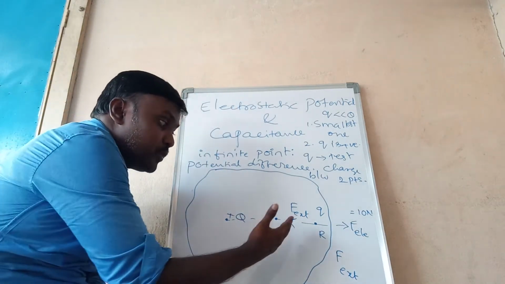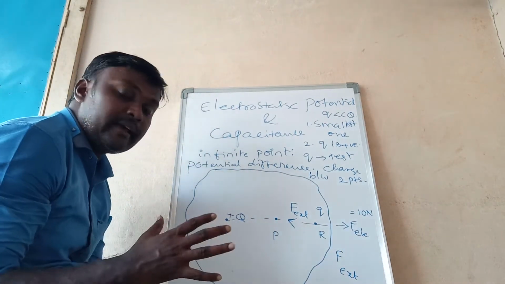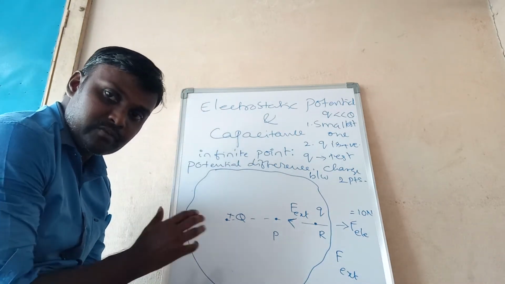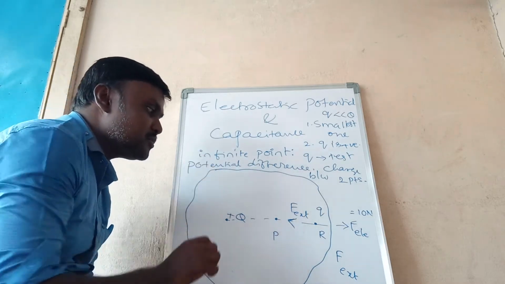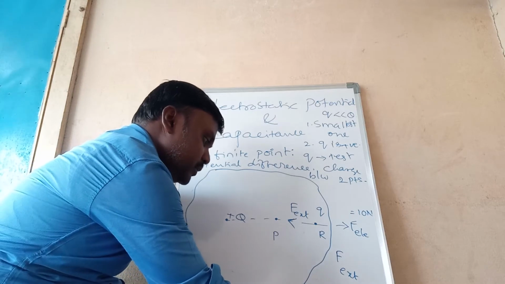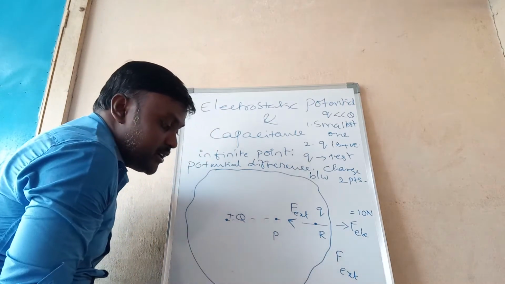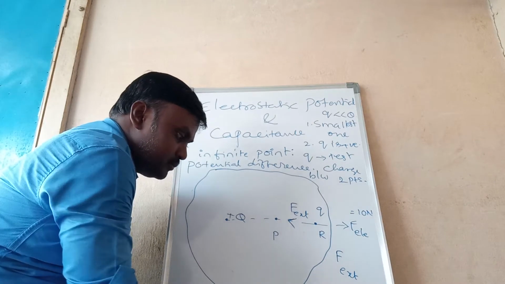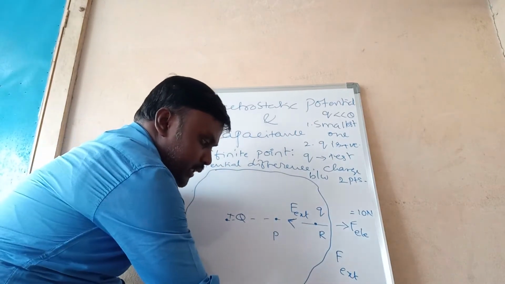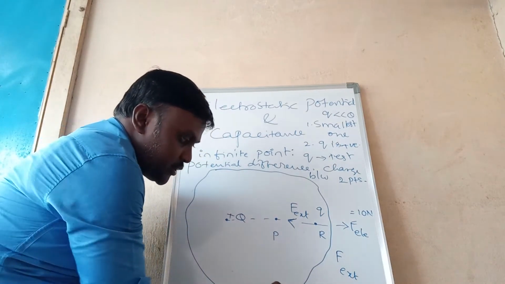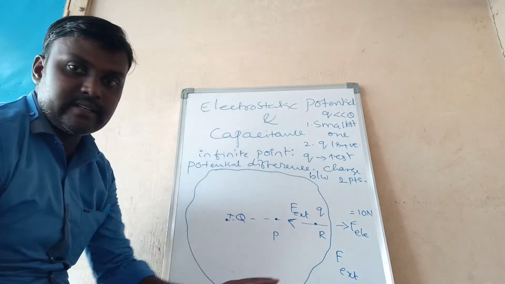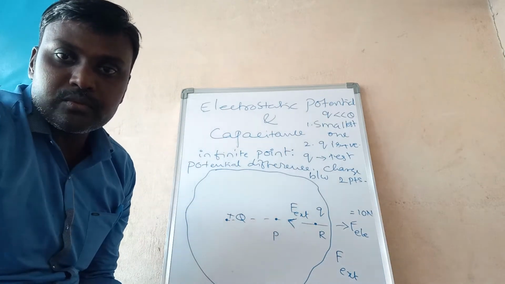But my intention is to bring it from R to P, so that is why we have to apply a minimum force of 10 newtons. More force is fine, but 10 newtons is the minimum. So here F external should be equal to F electrostatic. The magnitude is the same, but the direction is opposite. That is represented here by the negative sign.